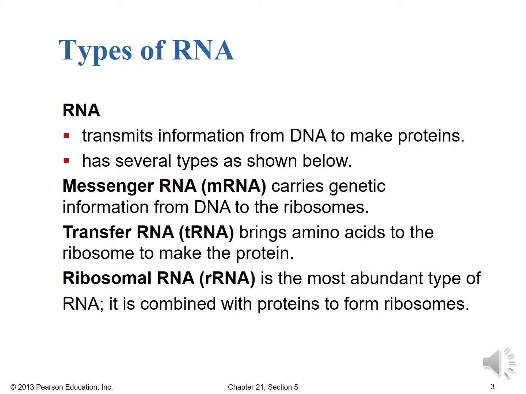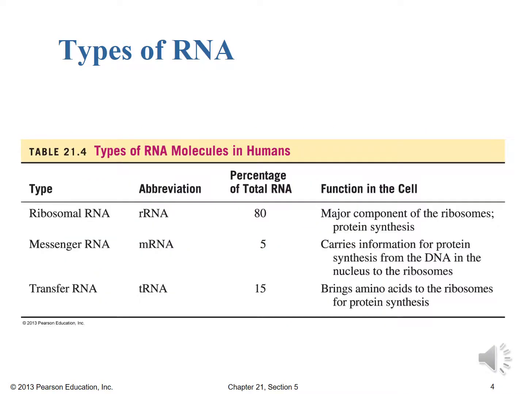There's several types, and we can see here we have messenger RNA, which is denoted by a lowercase m before RNA, and that's what carries the genetic information from the DNA to the ribosomes, which are the sites of protein synthesis. We have transfer RNA, lowercase tRNA, which brings amino acids to the ribosome to make the protein. And then we have ribosomal RNA, lowercase rRNA, and that's the most abundant type of RNA, and it's combined with our proteins to form the ribosomes, which are part of the cell, as you learned way back in middle school.